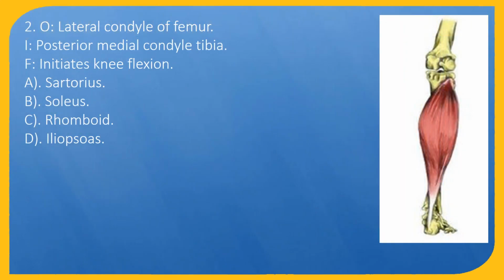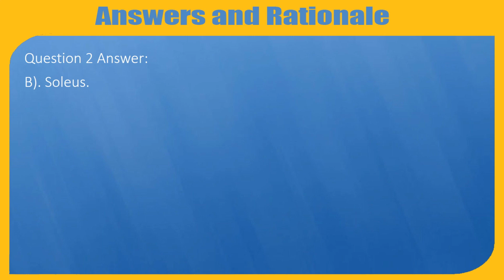Question 2: O. Lateral condyle of femur. I. Posterior medial condyle of tibia. F. Initiates knee flexion. A. Sartorius. B. Soleus. C. Rhomboid. D. Iliopsoas. Question 2 answer, B. Soleus.